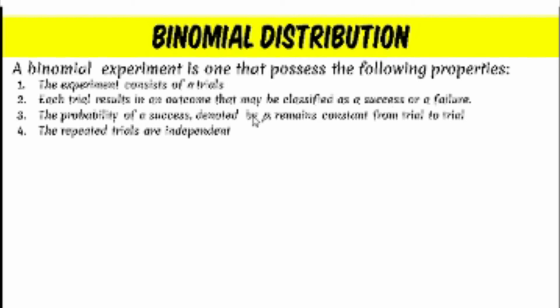Number three, the probability of success, which we denote by p, remains constant from trial to trial. And number four, the repeated trials are independent. So each tossing of a coin doesn't really affect the outcome of the other trials, meaning the next toss of the coin. The parameters for a binomial distribution are n and p. n is the number of trials and p is the probability of a success.